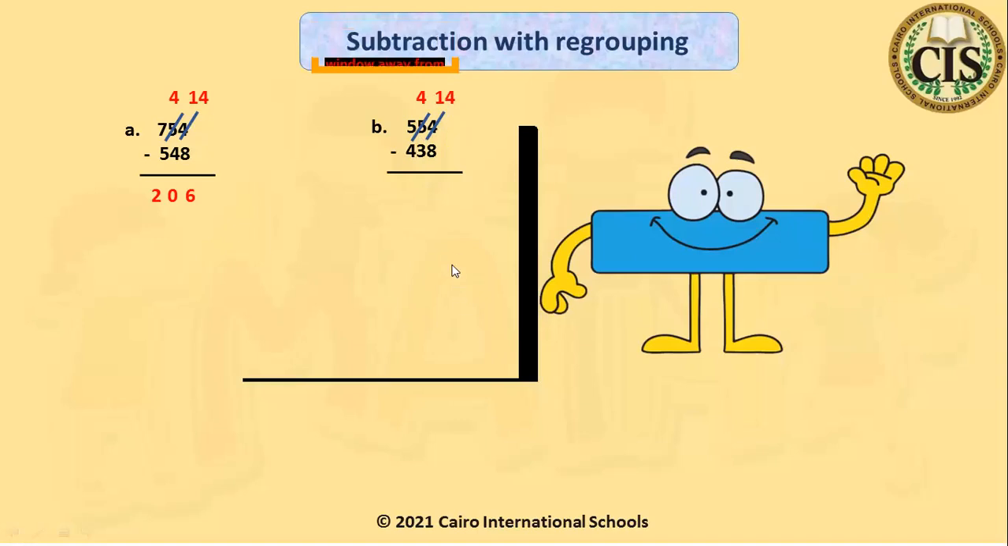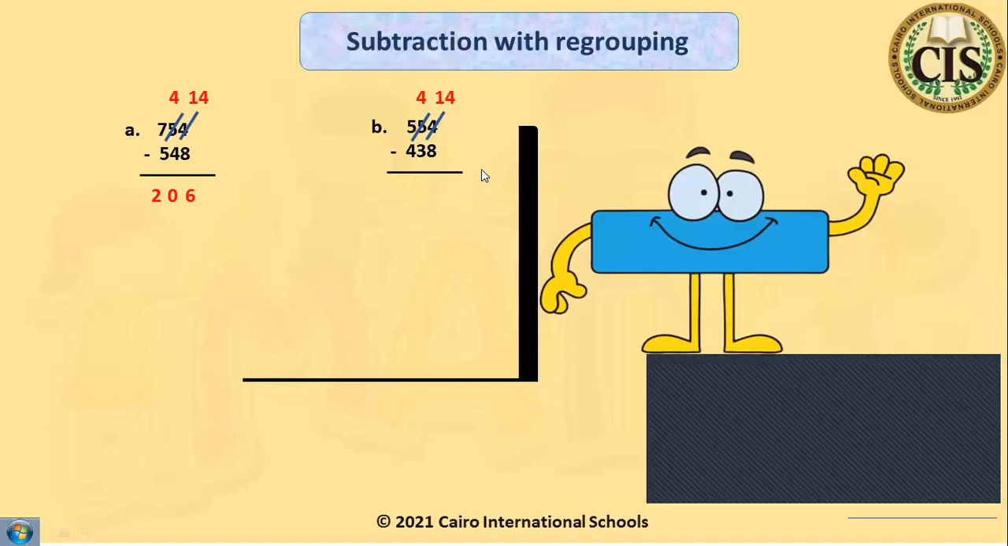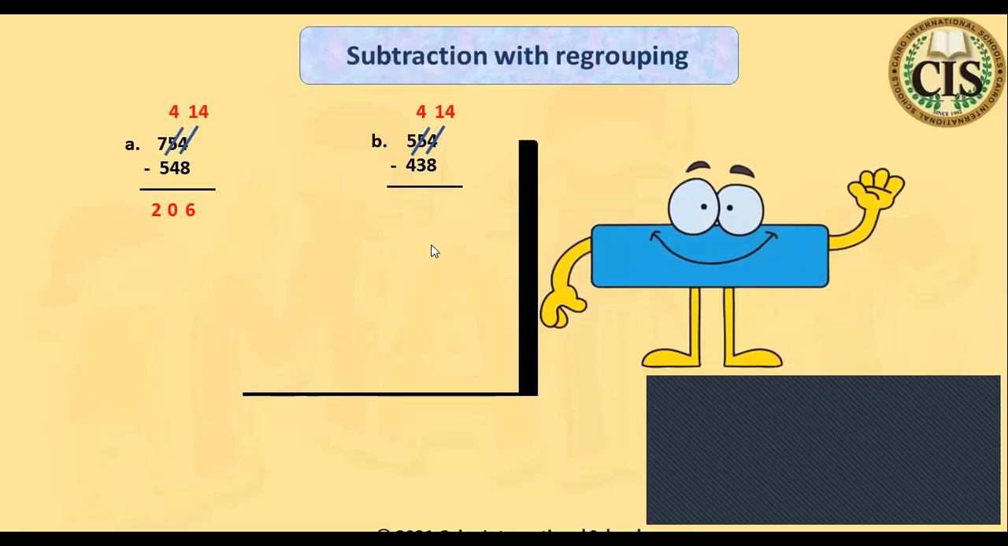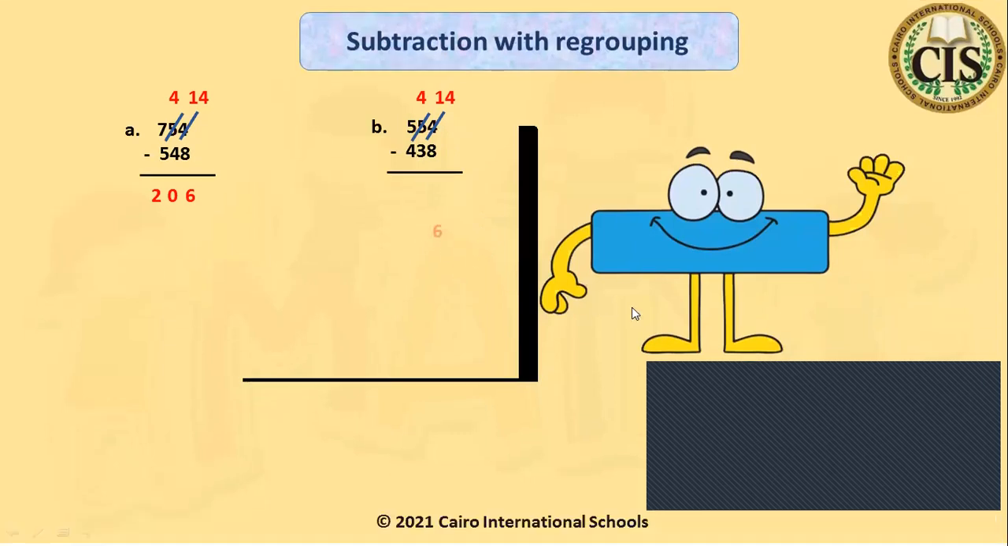So now we can subtract. 14 minus 8. After 8: 9, 10, 11, 12, 13, 14. 6. Very good. How many fingers? 6. 4 minus 3. 6.